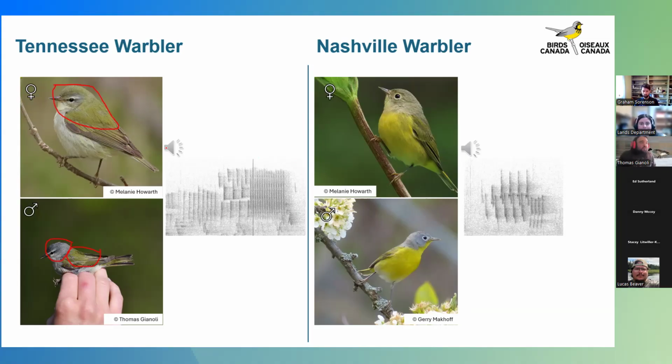They're really vocal and really loud compared to the Nashville warbler here, with the nice eye ring here and here in the male. A little bit pronounced, yellow belly, gray head. So let's hear them, and then I will tell you the trick to separate them. So here's the Tennessee warbler.